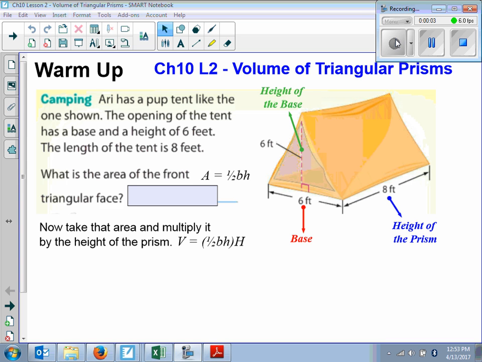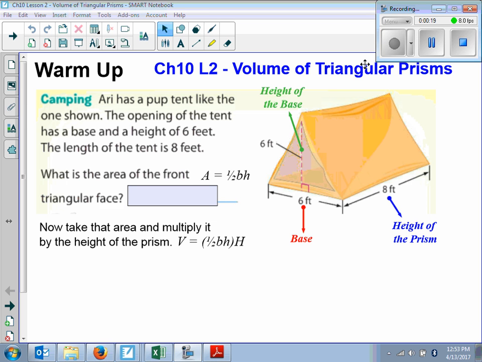All right, Chapter 10, Lesson 2 is volume of triangular prisms. It says here that Ari has a pup tent like the one shown. The opening of the tent has a base and a height of 6 feet. The length of the tent is 8 feet.